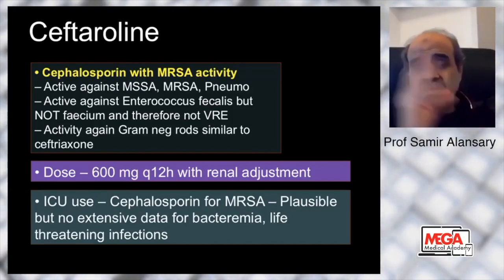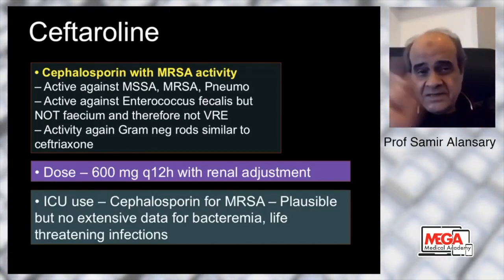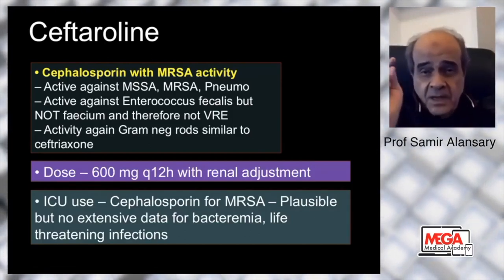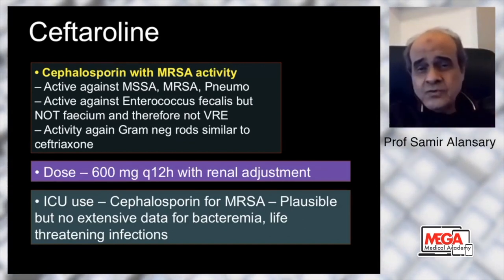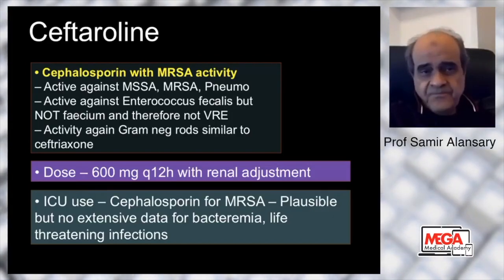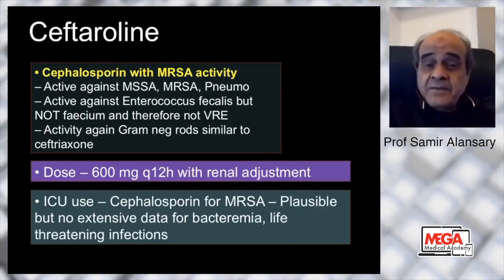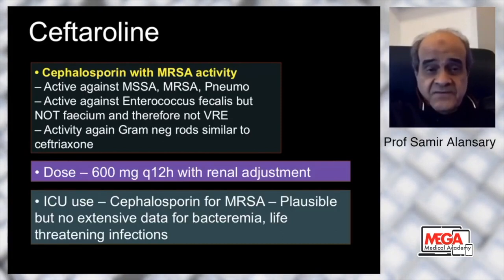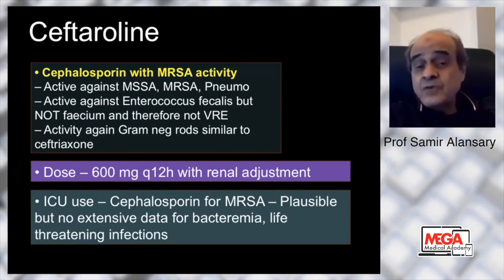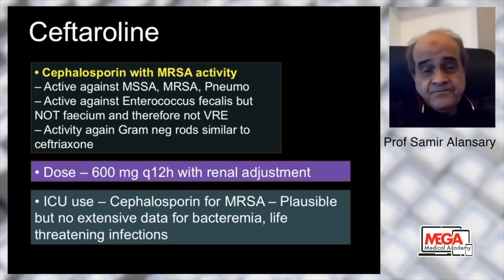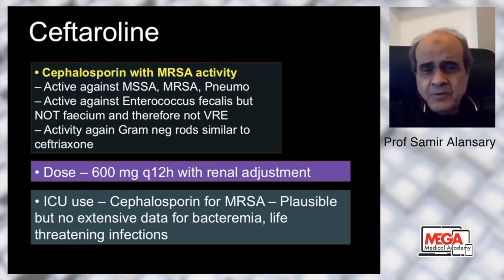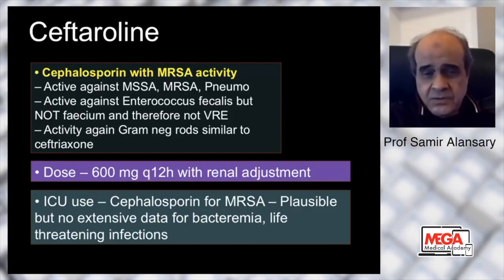Cephalosporins are not active against Enterococcus, except ceftaroline may be active, but only against Enterococcus faecalis. If VRE or faecium, we have to use linezolid, not ceftaroline or vancomycin. It is active against gram-negative rods, similar to ceftriaxone, the same spectrum. The dose is 600 milligram every 12 hours with renal adjustment. With most drugs, take care: if your patient has renal problems, you have to adjust your dose.